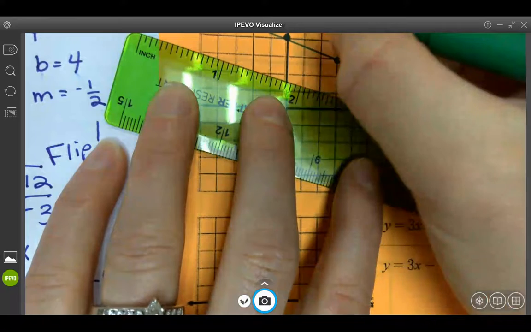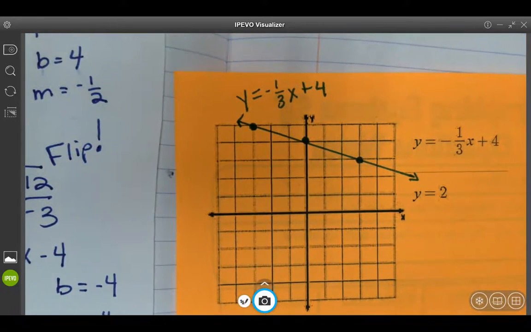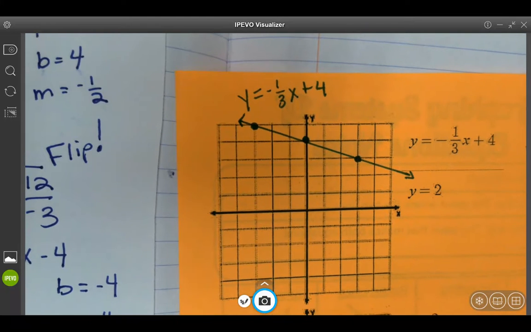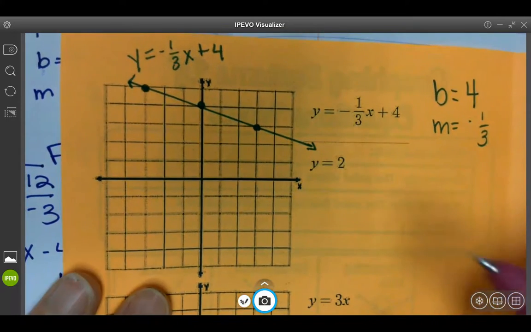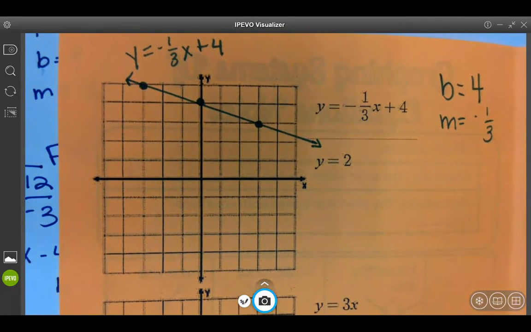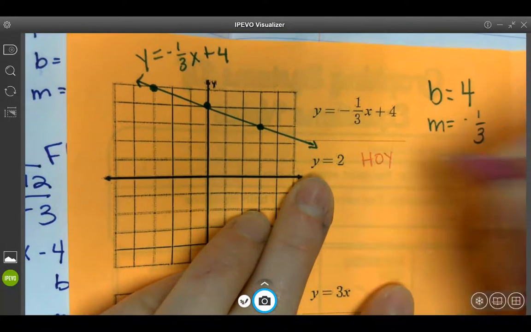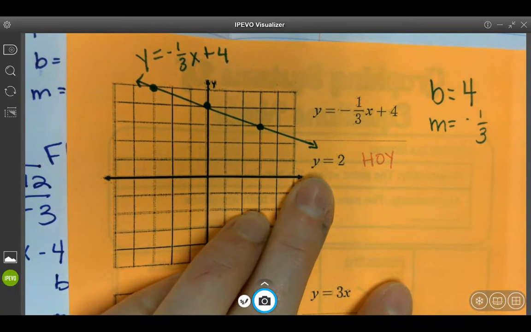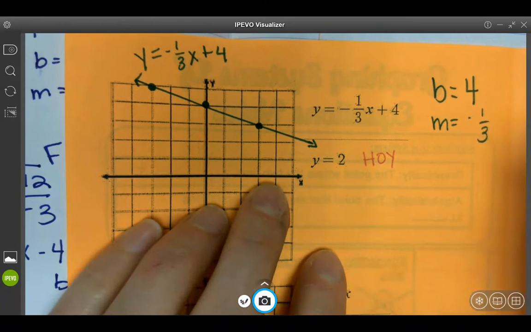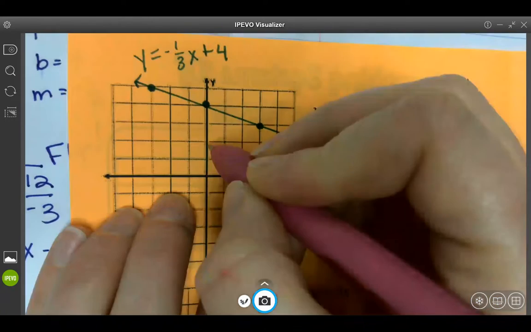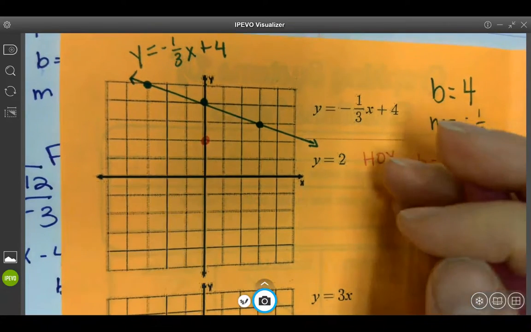So I'm writing it over here on this side that y'all can't see. Here we go. Okay, the next one is y equals 2. So this is a tricky problem because it doesn't have an m, x. So that means it's a horizontal line where y is 2. So go to your y-axis. Your b is 2. And it's a horizontal line.